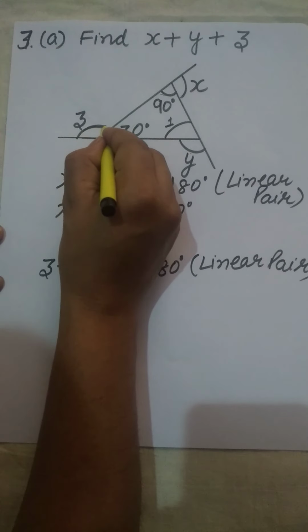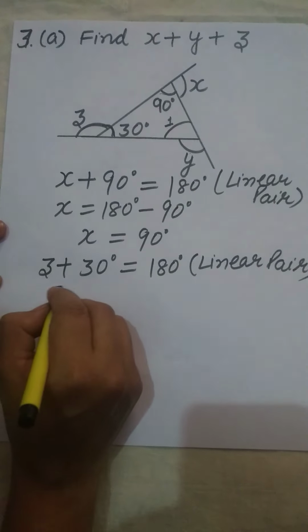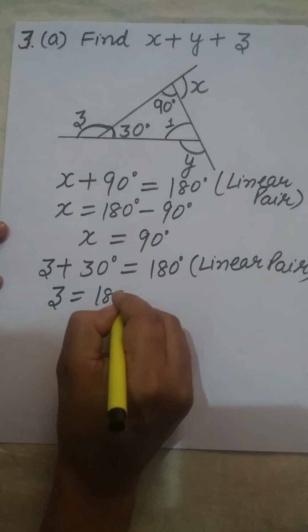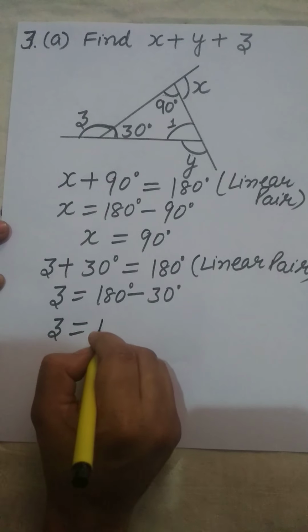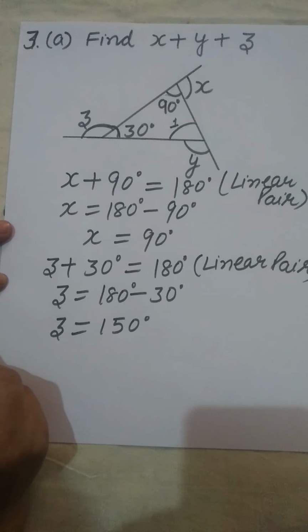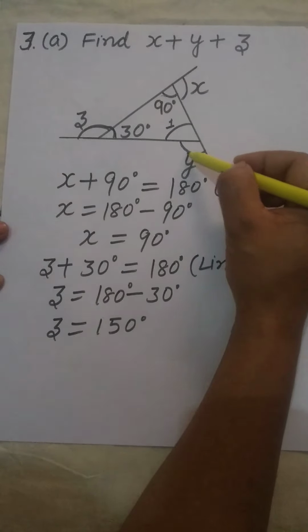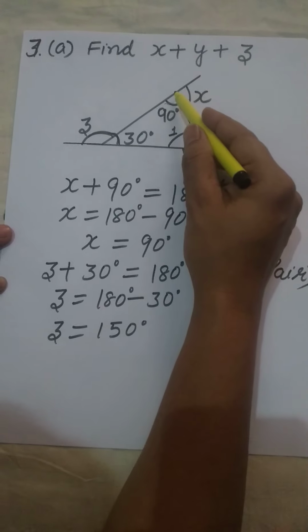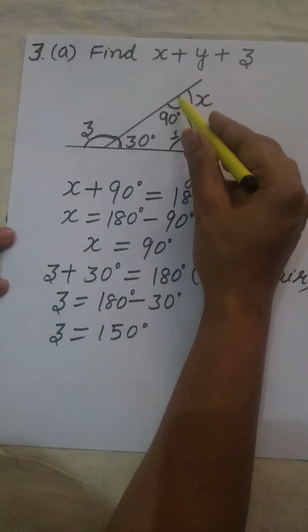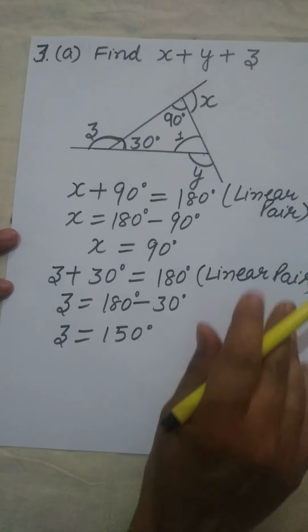This is the linear pair. So z is equal to 180 degree minus 30 degree. So the value of z is 150 degree. Now for finding the value of y, firstly we will calculate the value of angle 1 by using the angle sum property of triangle.